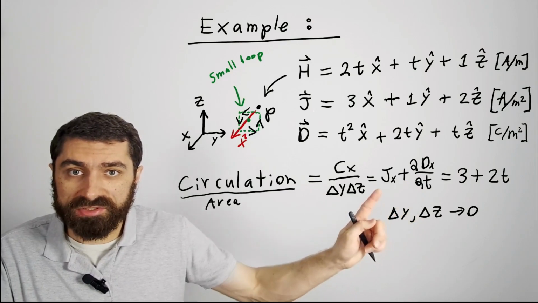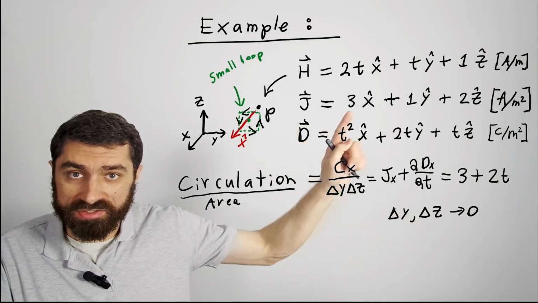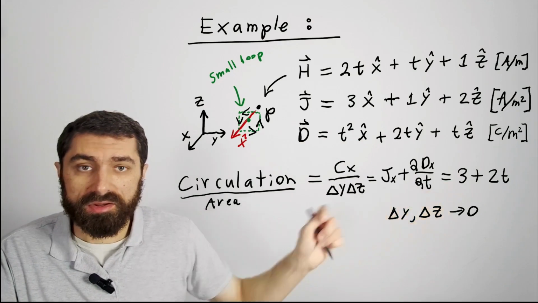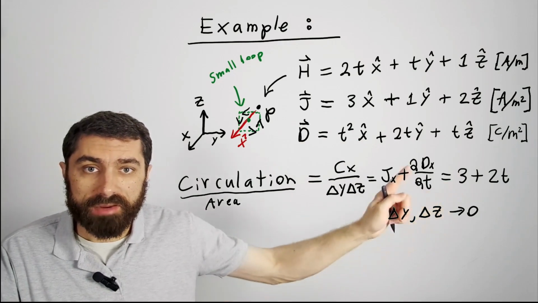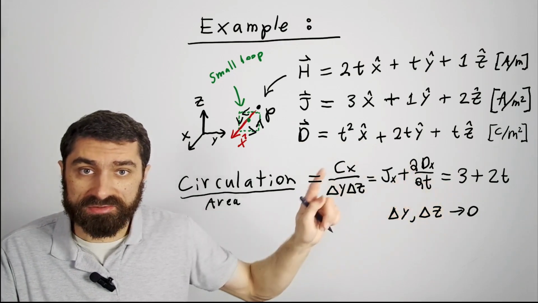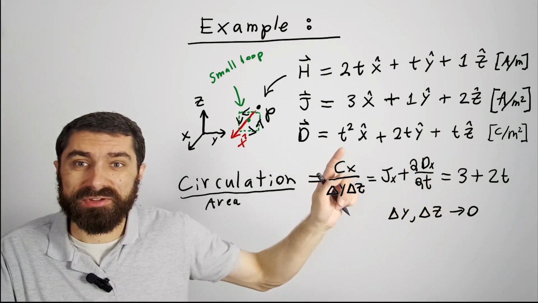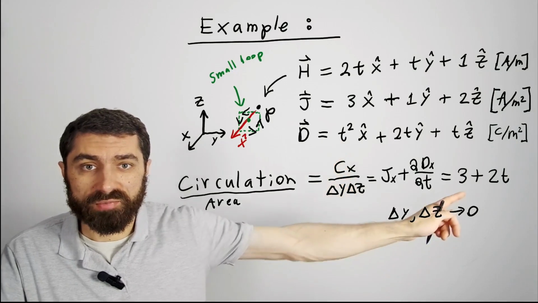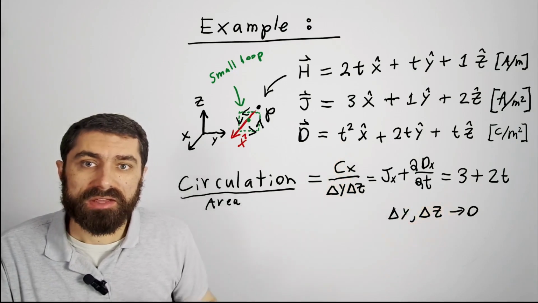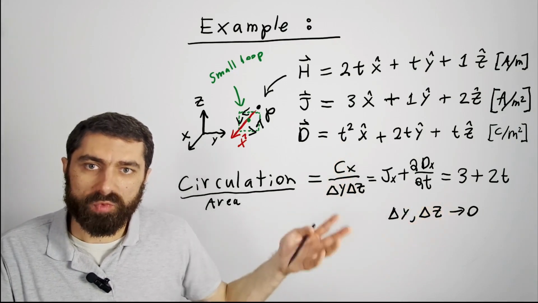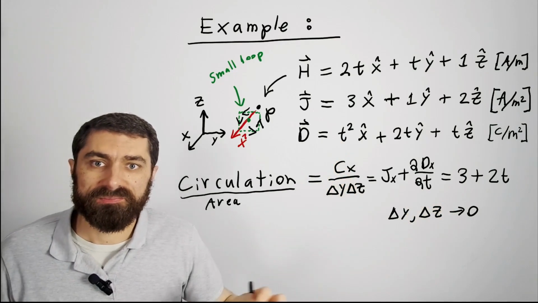So here, Jx, you can see the x component of J is 3, so that'll be 3, plus the time rate of change of Dx. The x component of D is 2t squared, so you take that derivative, it's 2 times t, so plus 2t. So this is what Ampere's law is saying.